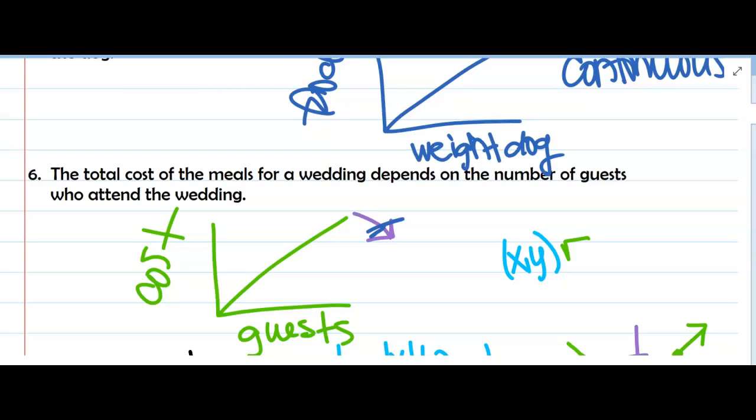But in this one, notice, I can't have 25.5 guests at my wedding, or 35 1/3 guests. I either have to have 1 guest, or 2 guests, or 10 guests, or 20 guests, or 200 guests, or 300 guests, whatever it would be. This one is going to be a discrete graph.